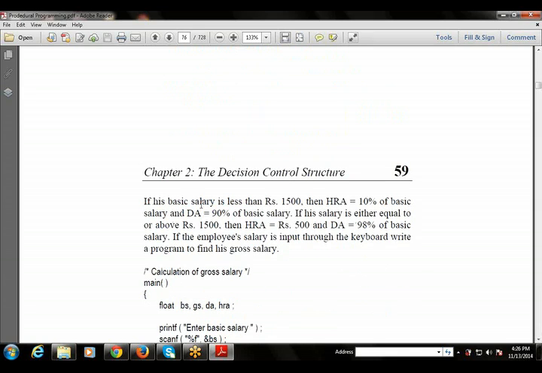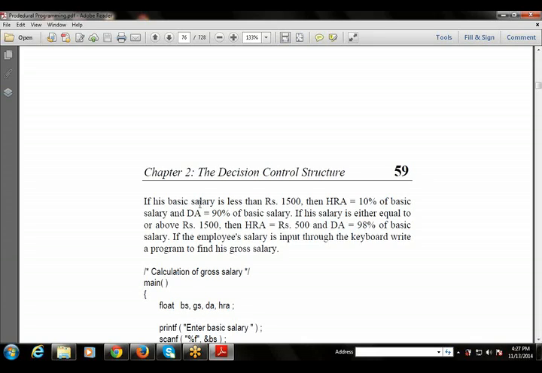So this is the scenario. If the basic salary of the employee is less than 1500, then give the HRA equal to 10% of the basic salary. That is, the HRA, the house rent allowance, is given as 10% of the basic salary, and the DA as 90% of the basic salary.